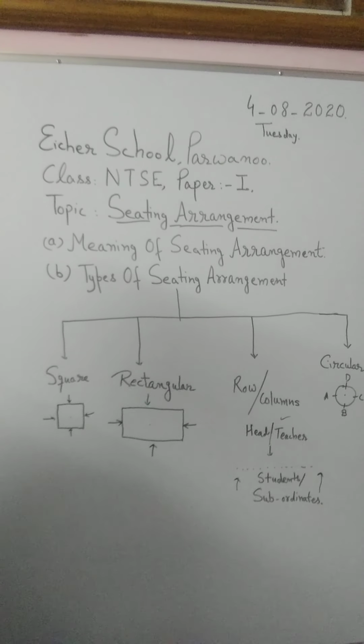Then we come to the most important section of sitting arrangement, which is circular arrangement. This is generally arranged for group discussions in exams, and different candidates are made to sit in a circular way around a circular table. These are the types of sitting arrangements I have explained to you.